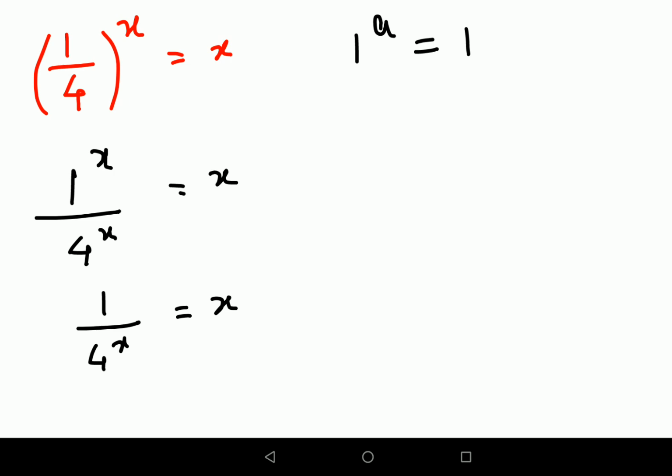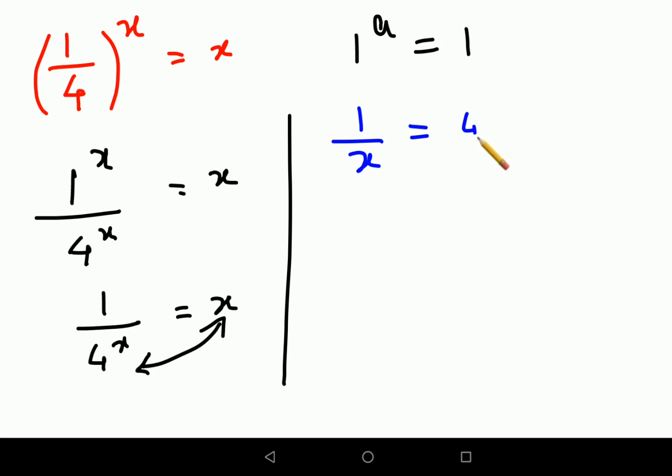Okay, now what we can do is shift the x on this side and the number on that side. So in that case, I'll get this as nothing but 1 upon x equals 4 raised to x. Okay, now why did I do that? Because it's easier. I could have done this as 4 raised to minus x as well, taken the x on top and all that. Yes, that can work, but this is easier for me, so I did it this way.